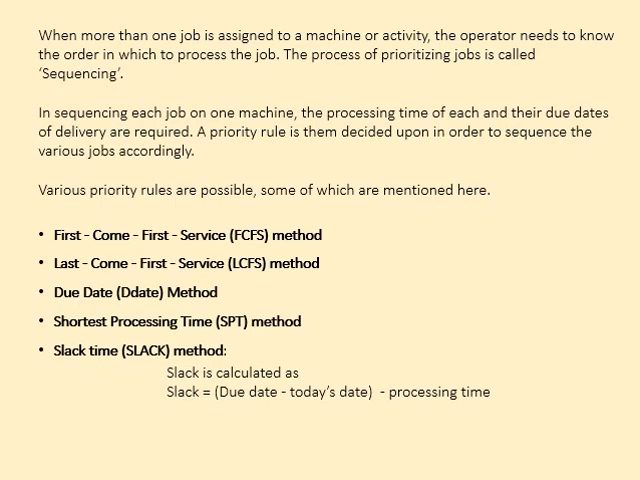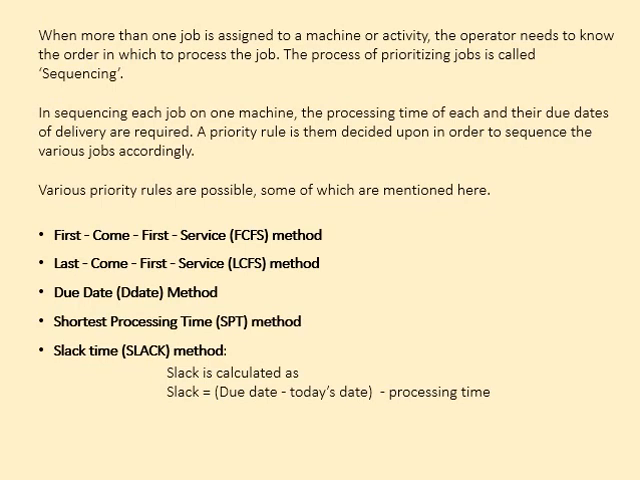Number 1, first come, first serve method. Jobs are sequenced according to their dates of arrival. Top priority is assigned to the job whose order was placed the earliest. The job order received the latest is scheduled at the end of the sequence.